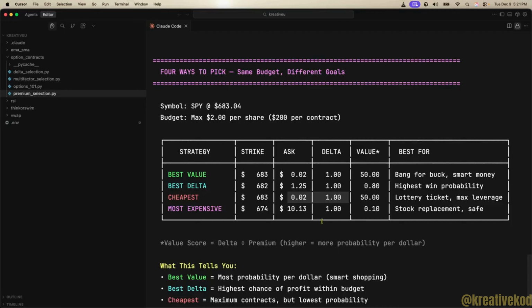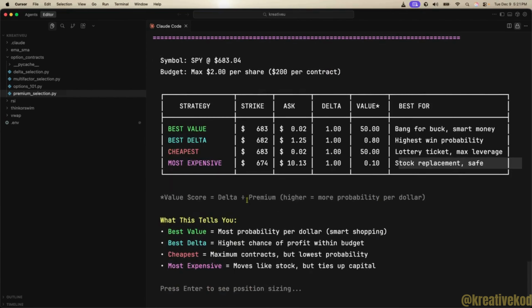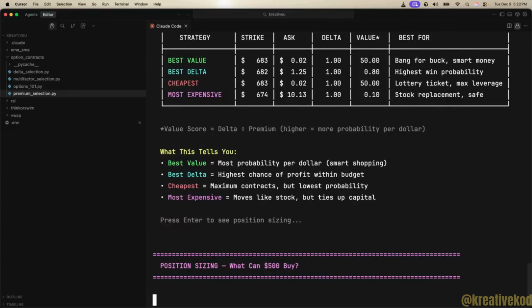Cheapest is going to be the $2, and then the most expensive is a stock replacement, right? You're buying it for $1,000, like you're super in the money, right? So the value score equals the delta divided by the premium, the higher equals more probability per share. So what this tells you is that the best value is more probability per dollar. Smart shopping, best delta is the highest chance of profit within your budget. The cheapest is the maximum contracts but lowest probability, and the most expensive moves like a stock but also ties up capital because it's super expensive, bruh.